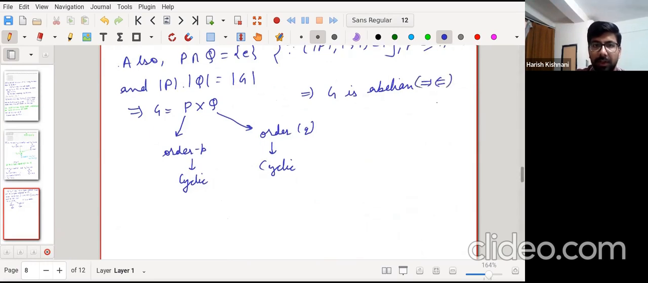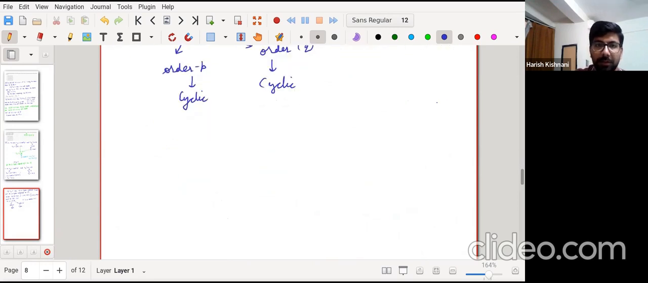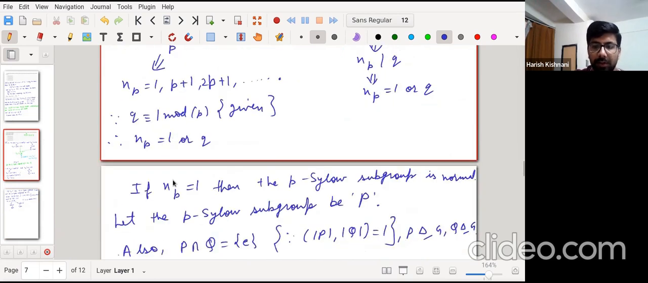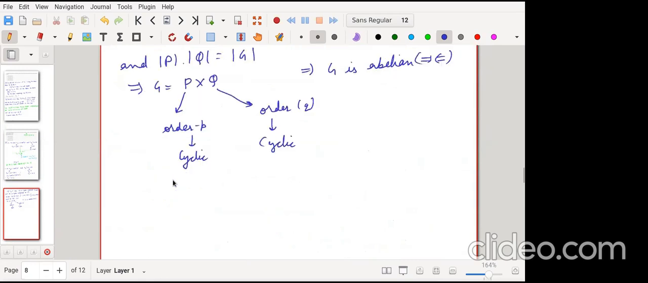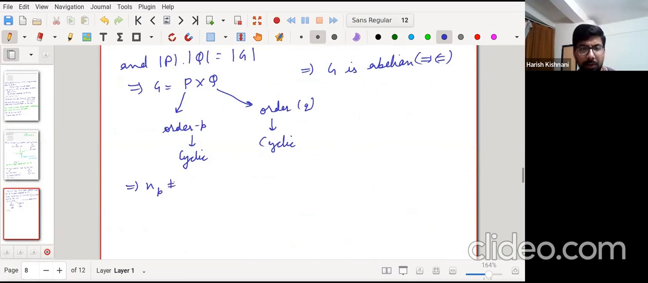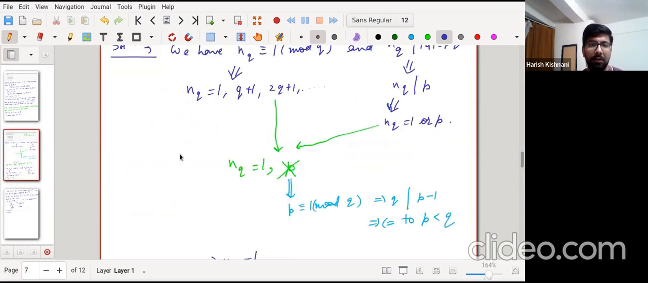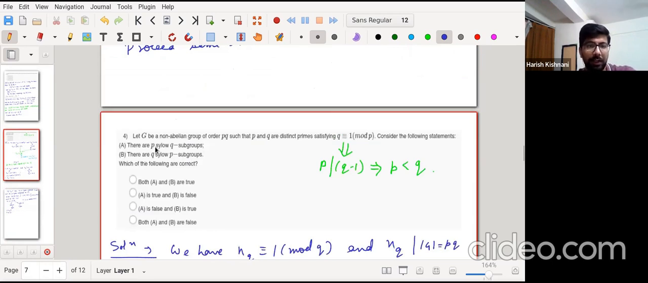So the contradiction arises because we assumed NP to be 1. This implies NP cannot be equal to 1, so NP equals Q, because you just have two possibilities, 1 and Q. 1 is not there, so NP has to be Q. The second statement is correct, that the number of P Sylow subgroups is Q. So the first one is wrong and the second one is correct.